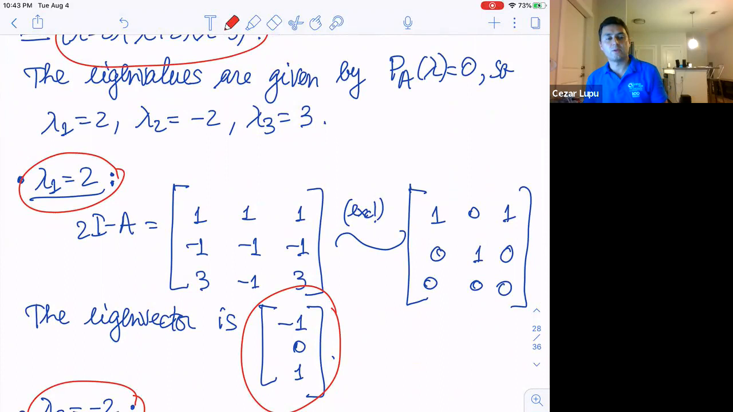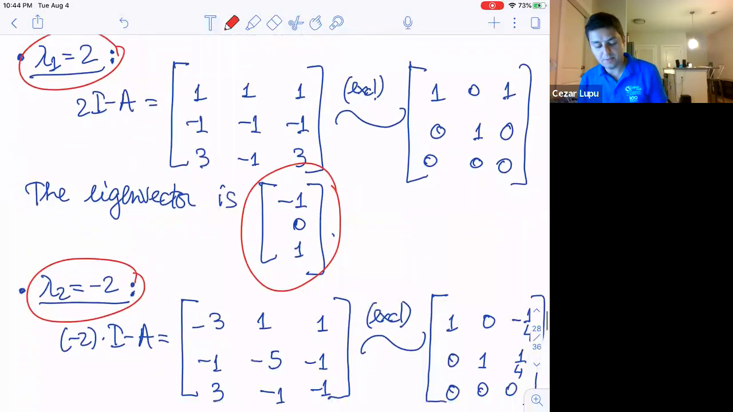Well, for lambda 1 equals 2, we just look at this matrix, 2 times the identity minus A, which is this matrix. And then by elementary row operations, we reduce this matrix to this one: 1, 0, 1, 0, 1, 0, 0, 0, 0, right? And when you get the solution of the system, the eigenvector will be negative 1, 0, 1. So this will be the corresponding eigenvector for lambda 1 equals 2.